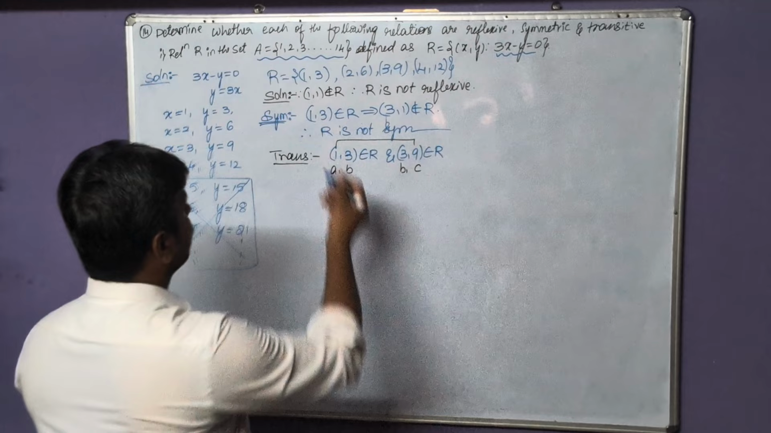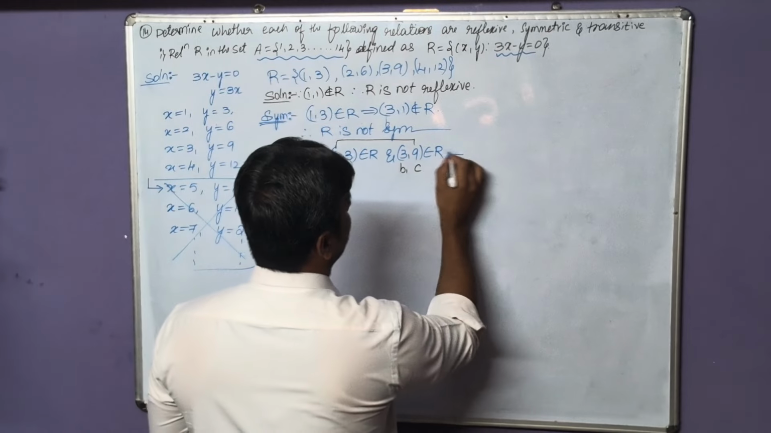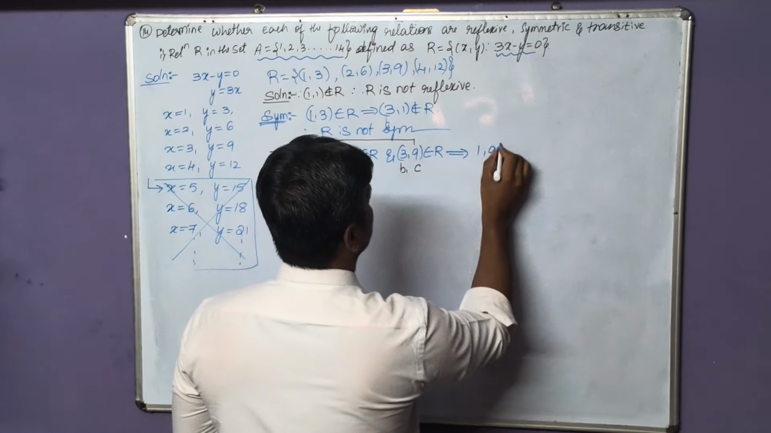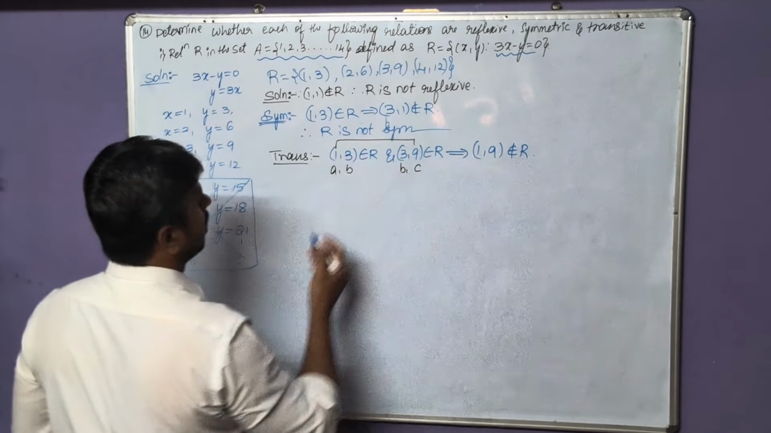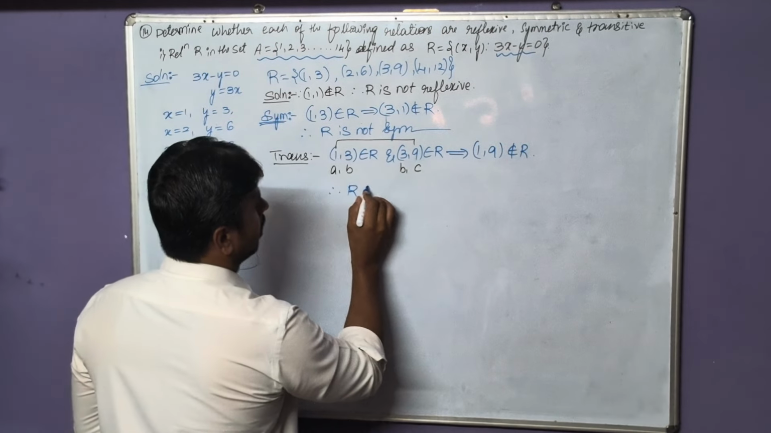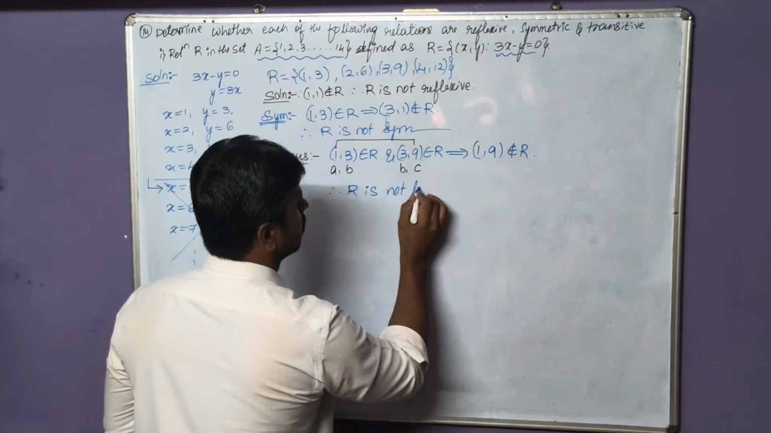You can observe from the given ordered pairs in the relation R, we don't have 1 comma 9. Do we have that 1 comma 9? No. Since we don't have 1 comma 9 in the given relation R, therefore we can say that the relation R is not transitive.